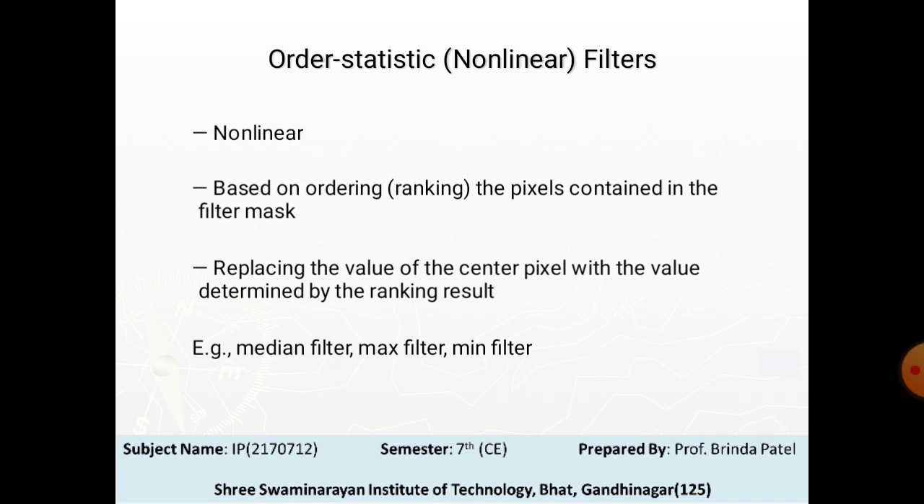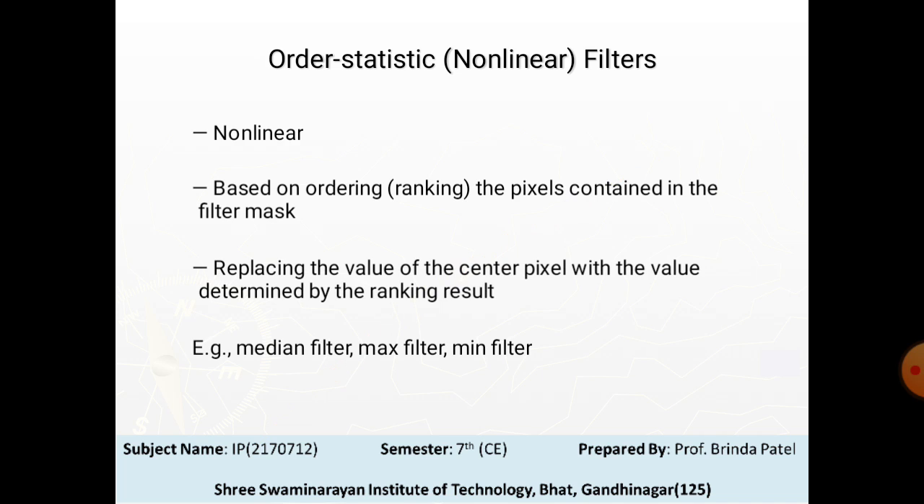The median filters are quite popular because for certain types of random noise, they provide excellent noise reduction capabilities with considerably less blurring than linear smoothing filters of similar size. Median filters are particularly effective in the presence of impulse noise, also called salt and pepper noise, because of its appearance as white and black dots in an image.